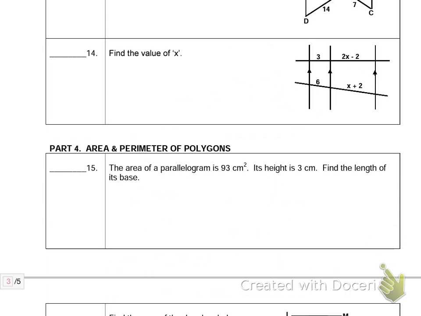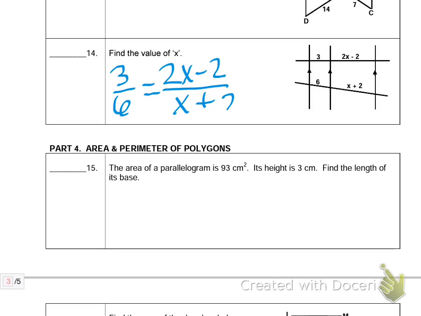Okay, number 14. Find the value of x. In this one, we are just setting up a proportion as well. So, we have 3 over 6 equals 2x minus 2 divided by x plus 2. In this one, you're going to cross multiply and then solve for x.